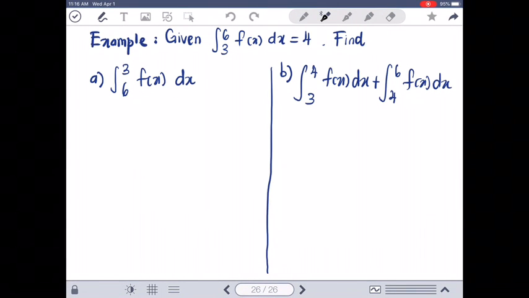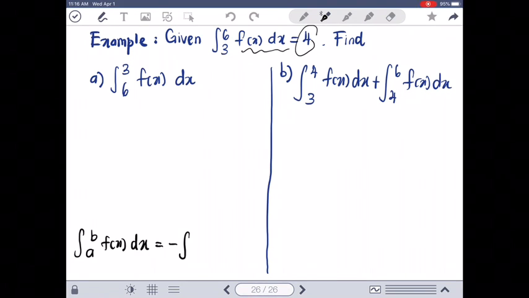Okay, the next example. Given integration from 3 to 6 of a function f of x dx equals to 4, find the value of a. Integration from 6 to 3 f x dx. Okay, take note from the properties. From the properties before, integration from a to b of a certain function with respect to x is just equals to negative integration from b to a of the same function with respect to x.